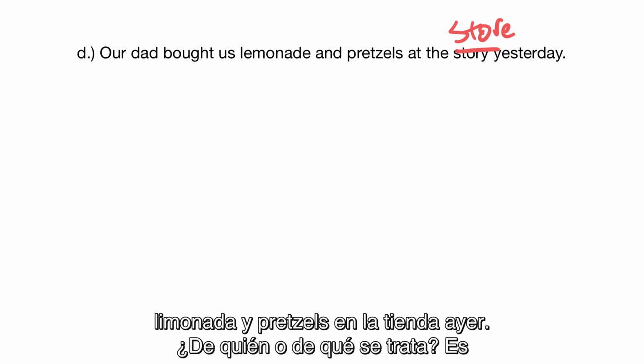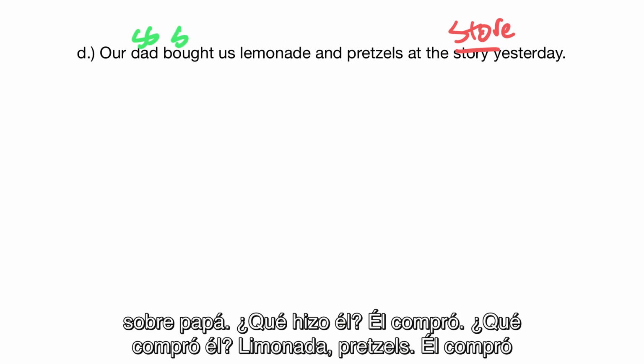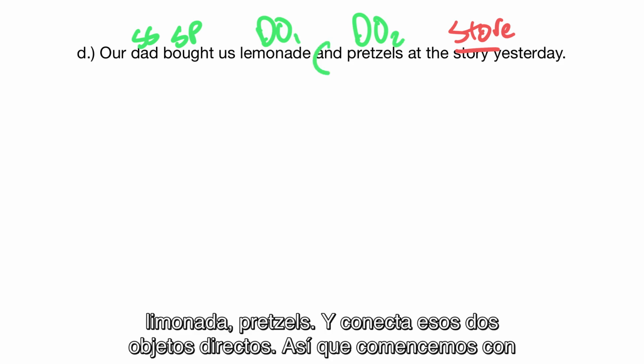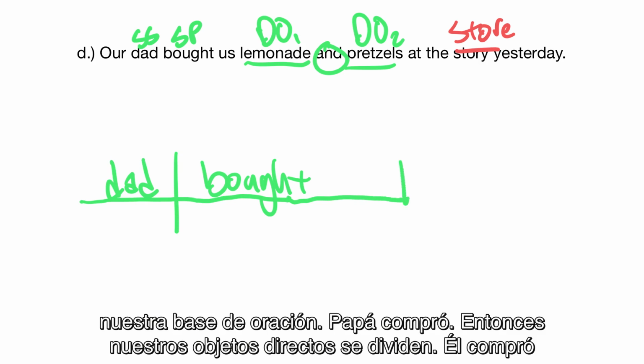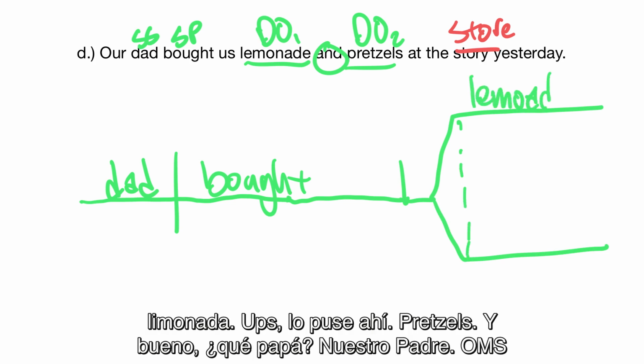Who or what is this about? It's about Dad. What did he do? He bought. What did he buy? Lemonade, pretzels. And connects those two direct objects. So let's start out with our sentence base. Dad bought. Then our direct objects are split. He bought lemonade, pretzels.